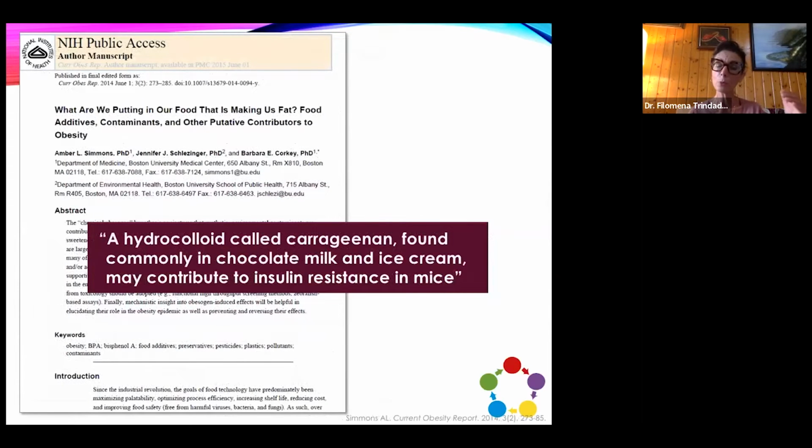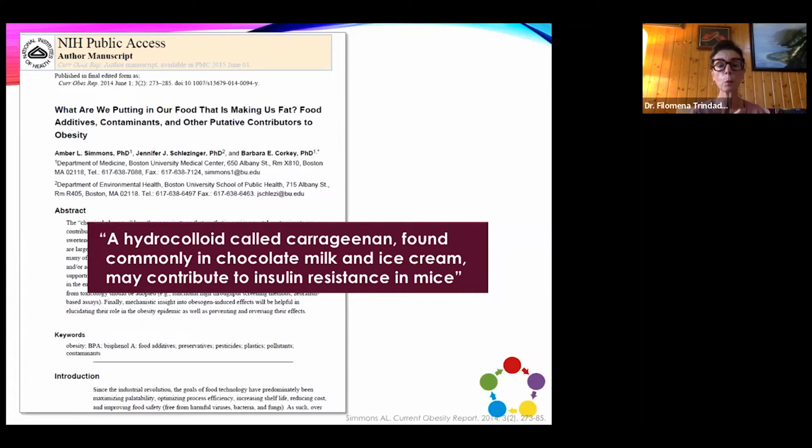Food additives, remember, is one of the things on my list. In particular, I'm going to be talking about carrageenan for the next few minutes, because it's commonly found. It's still being found in things like chocolate milk, ice cream, almond milk, for instance. And again, that may also contribute to insulin resistance.